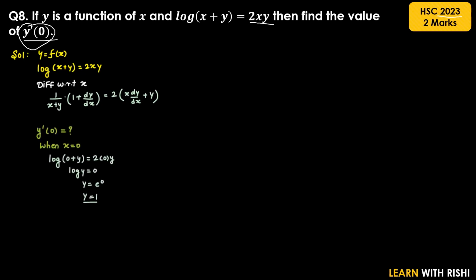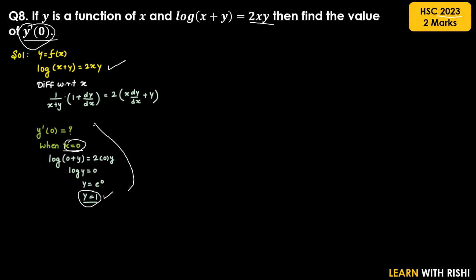So we'll get this. Now in the question we have to find y dash of 0. Y dash of 0 means when x is equal to 0. So we'll substitute the value of x in our original equation. So here log of 0 plus y is equal to 2 into 0 plus y. So this will be log y is equal to 0, that is y is equal to e raised to 0, that is y is equal to 1. So that means when x is 0, the value of y is 1.